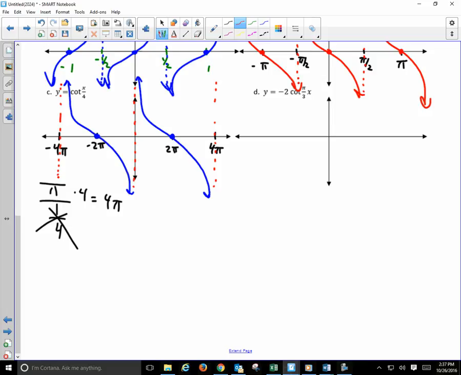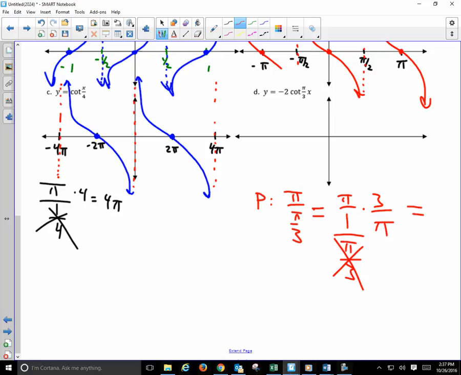Then my last example. Period is pi divided by what? Pi over 3. So I will say pi over 1 divided by pi over 3. And in that case, I will multiply by the reciprocal. And what do you get? 3. Divide it in half. 3 over 2.